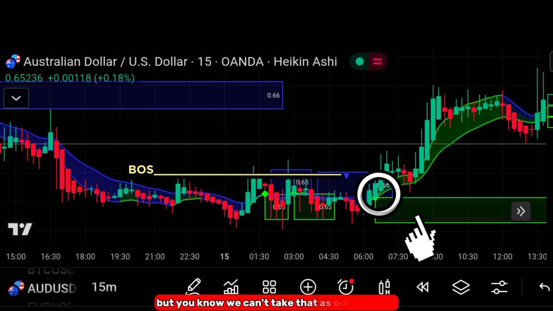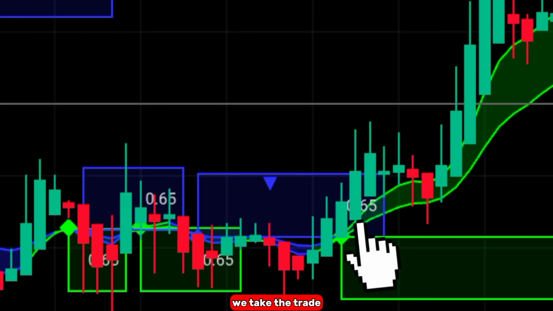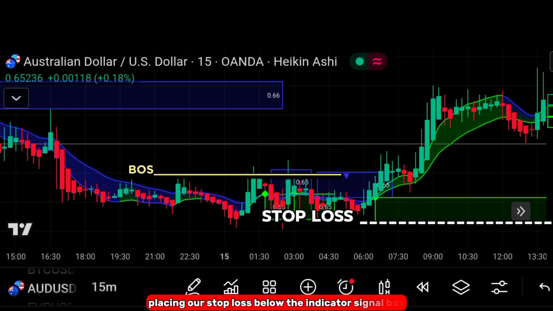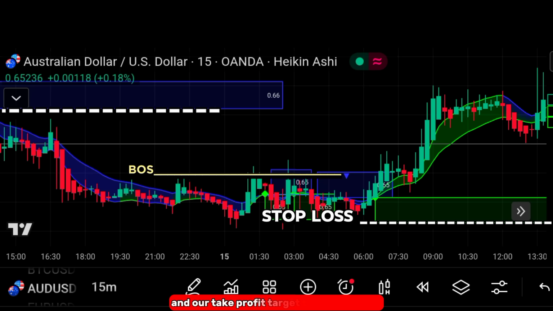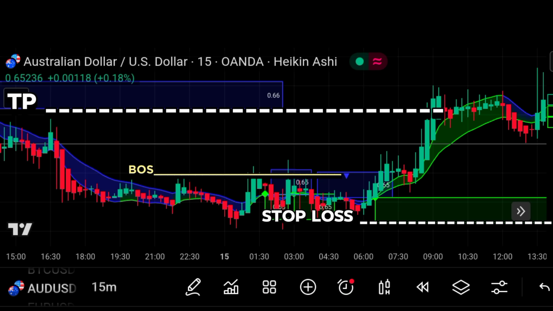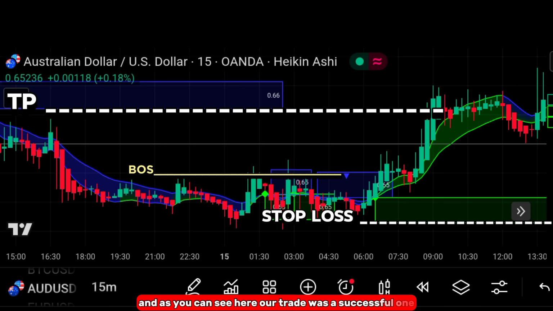But you know we can't take that as our last step. We must wait for the Heikin-Ashi to print a bullish Heikin-Ashi candle, which indicates the full strength of the buyers, and when that has appeared, we take the trade, placing our stop loss below the indicator signal box and our take profit target at the next high. And as you can see here, our trade was a successful one. The take profit target got hit successfully. Alright, now, let's take a look at the last example, before I tell you some few pro tips that you must use when trading this strategy.